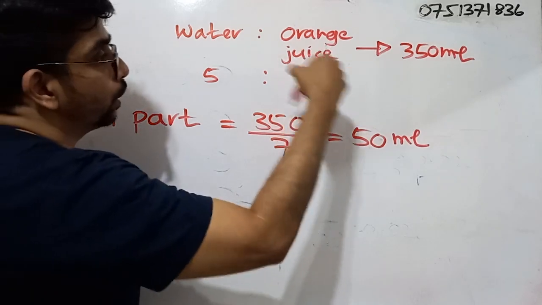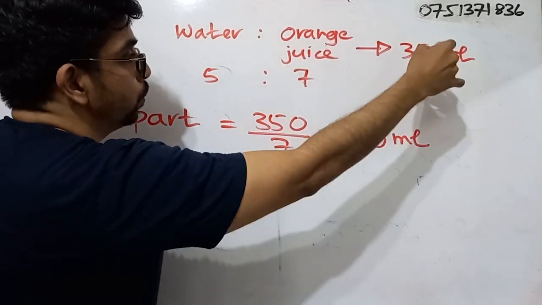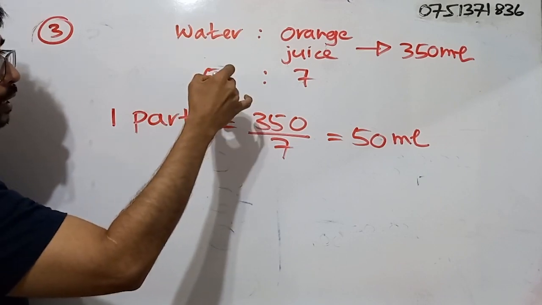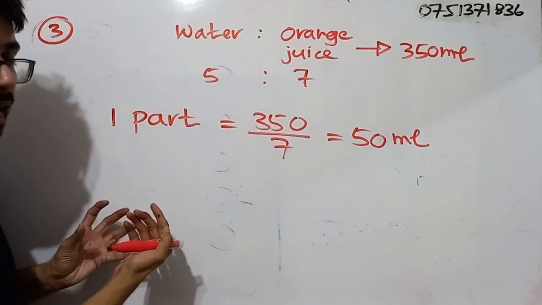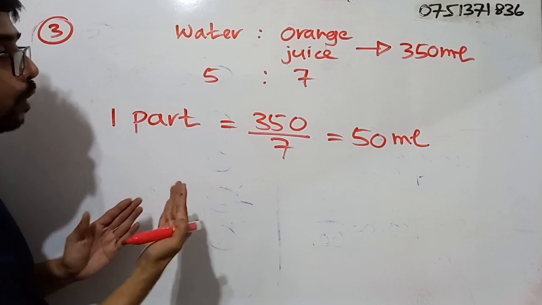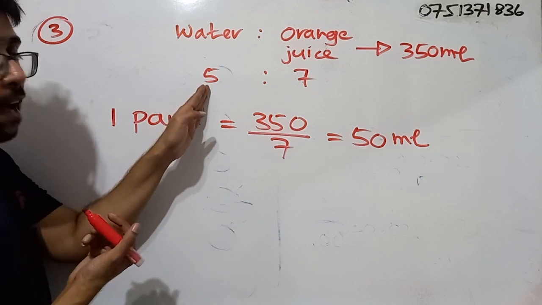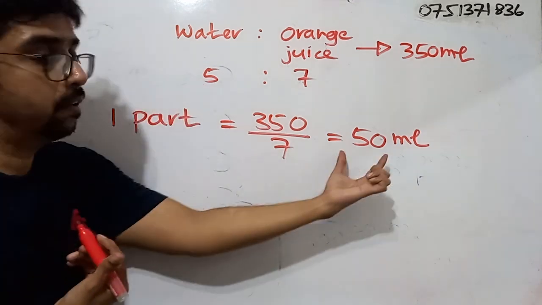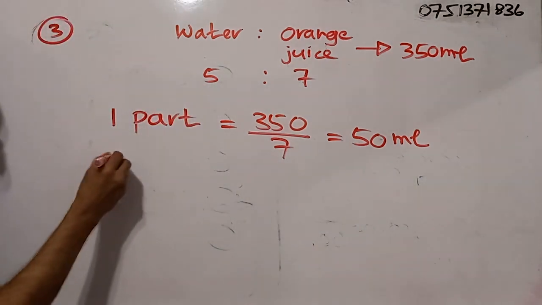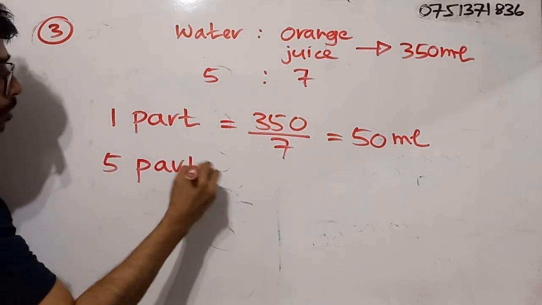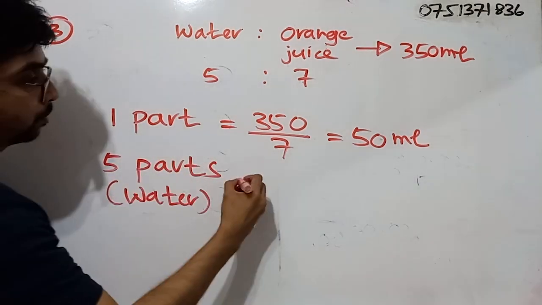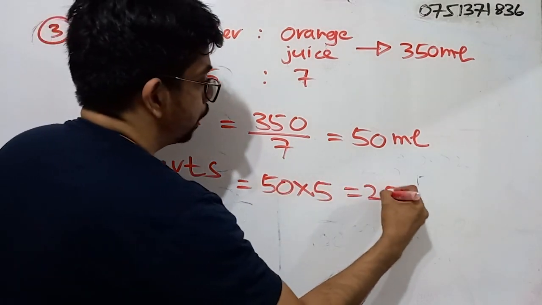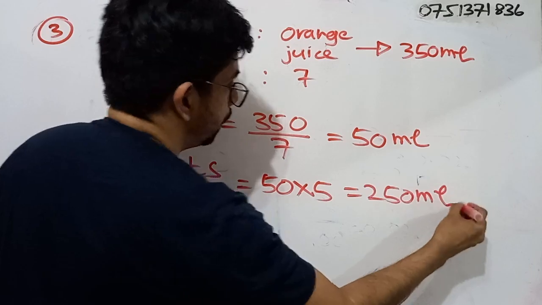So we know the amount of orange juice that has been used. So we need to calculate the amount of water, in milliliters. So how can we do that? Here we have 5 parts. We know the amount of 1 part is 50 milliliters. Therefore 5 parts, so this is water, is 50 into 5, which will be 250 milliliters.